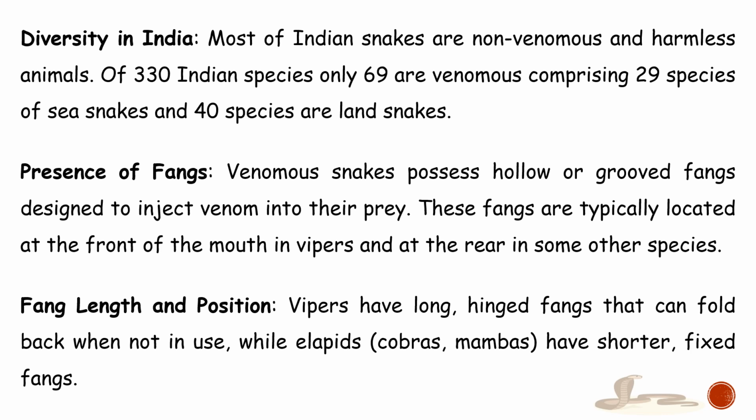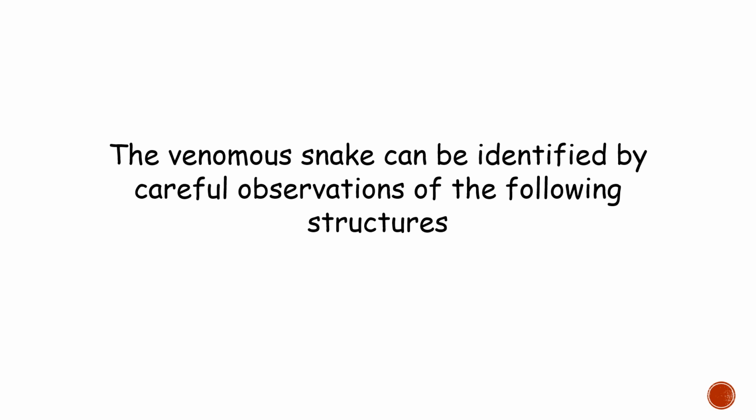As we can see, vipers have very long, hinged fangs that can fold back and retract when they're not in use. On the other hand, some other snakes such as cobras have much shorter fangs, which are basically fixed. They can't move. So these are the different fang lengths and positions we can see in different snake species. Venomous snakes can be identified by careful observation of some basic characters or structures. We will discuss these in the coming slides, one after another.